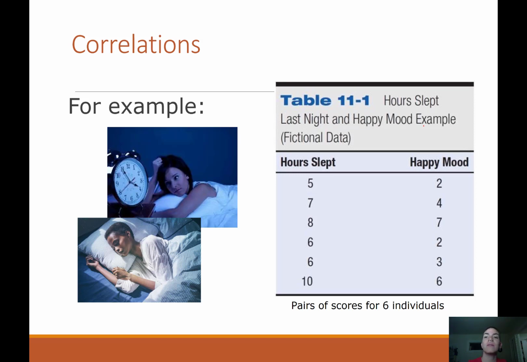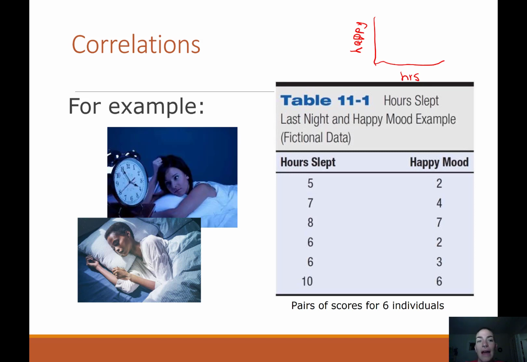So the very first thing that we do is we create our y-axis and our x-axis. I'm going to put hours slept on my x-axis and I'll put happy mood on my y-axis. I'm just using shorthand right now.